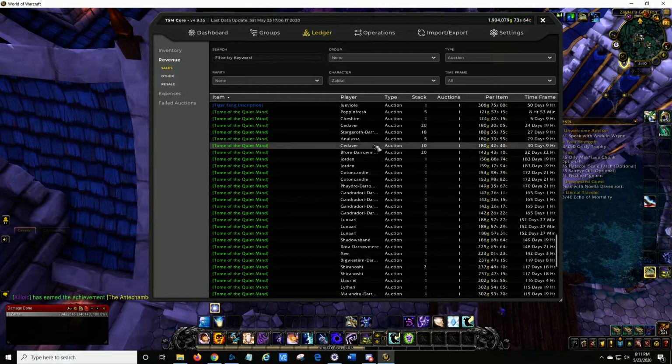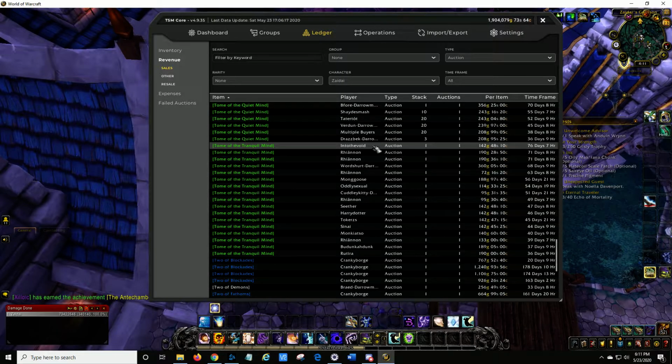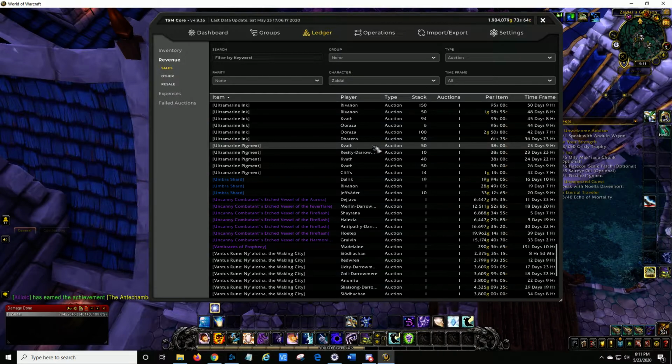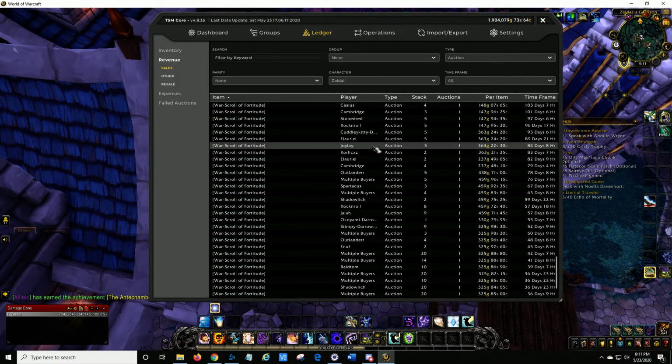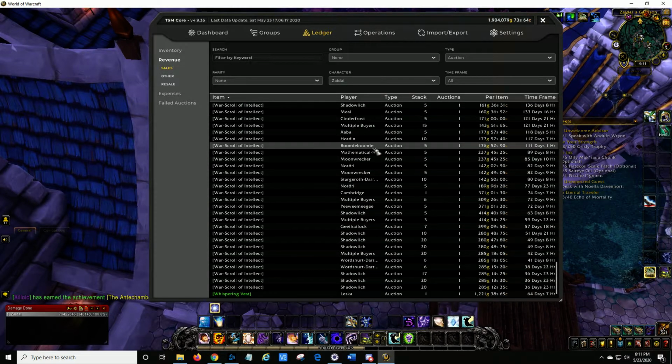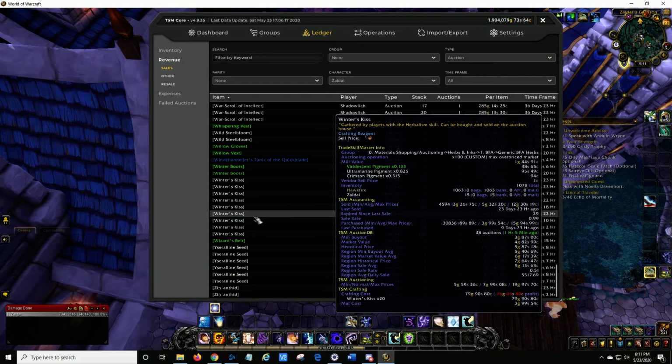Some more at the Tome of the Quiet Minds. Those were selling quite well earlier on, not so much lately. And finally, the War Scrolls. Those are still selling decently. A lot of people are probably. I've sent a couple to some of my characters.